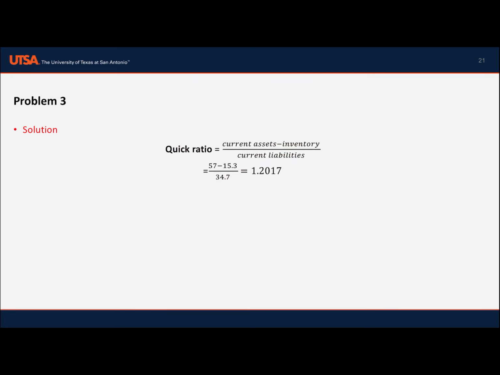You see, current assets 57 minus 15.3 inventory divided by current liabilities 1.20. How can we calculate a debt ratio? We look at the total debt over total assets. How can we find total debt?